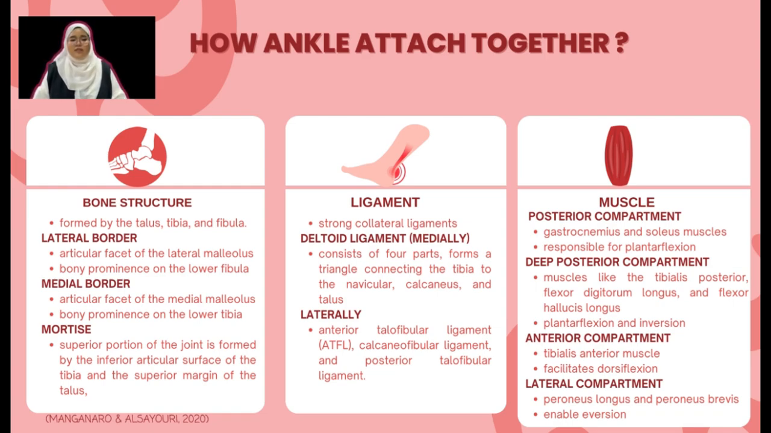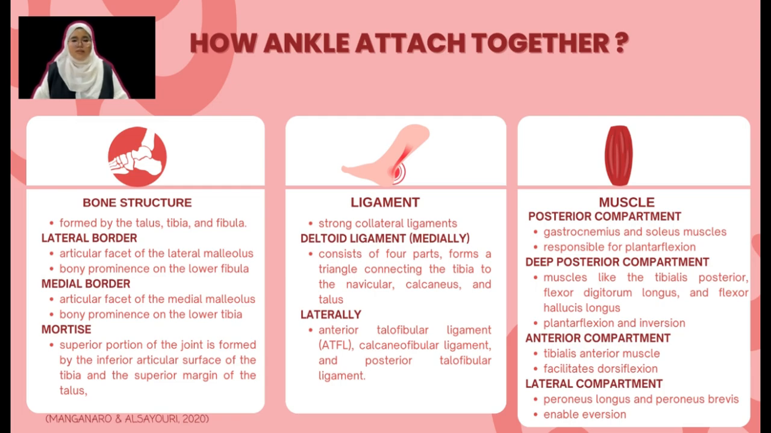Next, we move on to the ligaments. The ankle ligament consists of strong collateral ligaments. The first one will be the deltoid ligament, which is situated medially. It consists of 4 parts forming a triangle connecting the tibia to the navicular, calcaneus, and talus. And laterally, it consists of the anterior talofibular ligament, ATFL, the calcaneofibular ligament, and the posterior talofibular ligament.